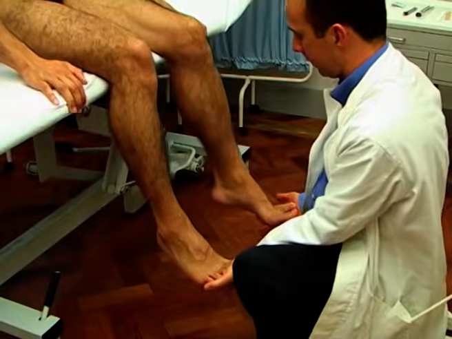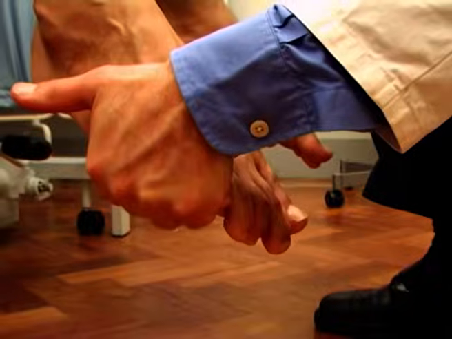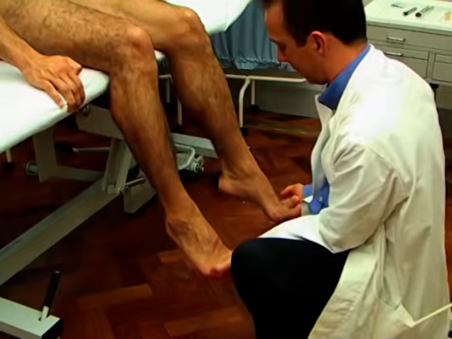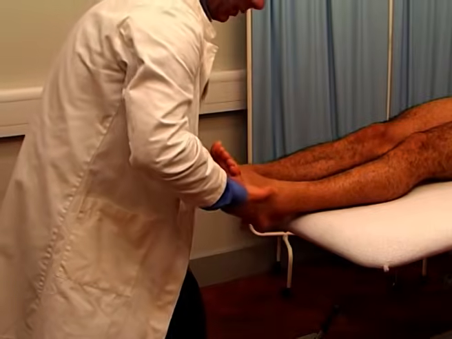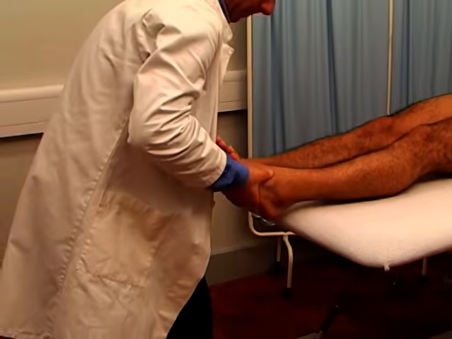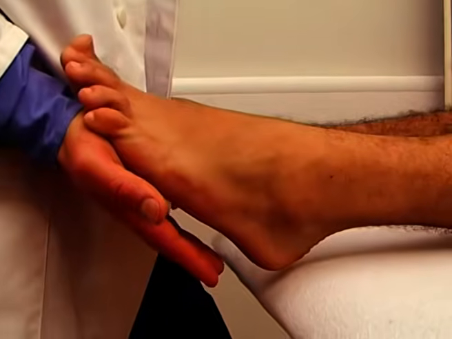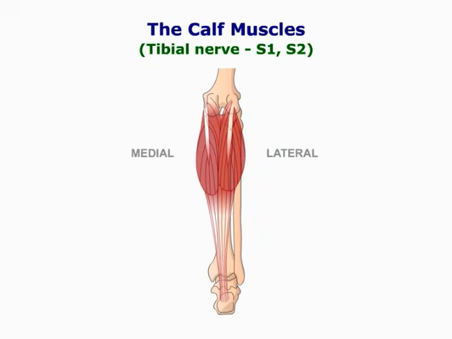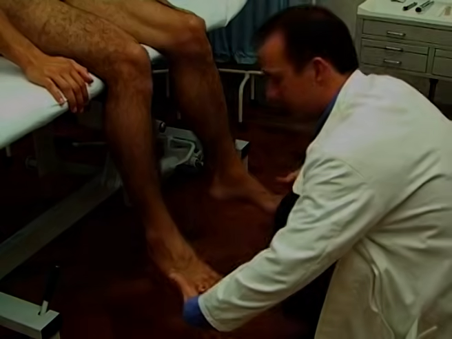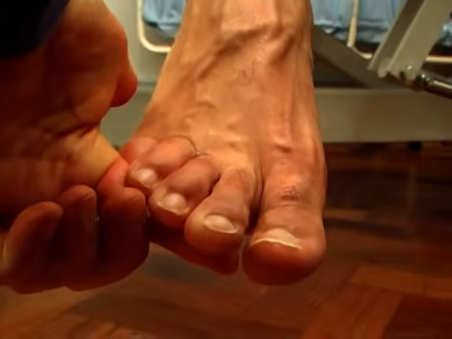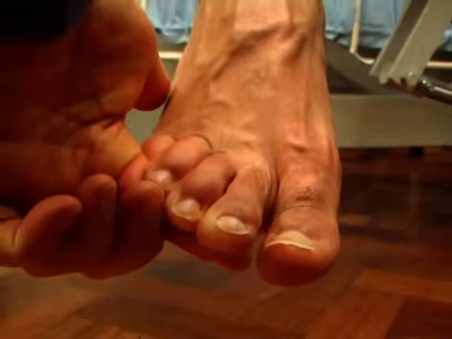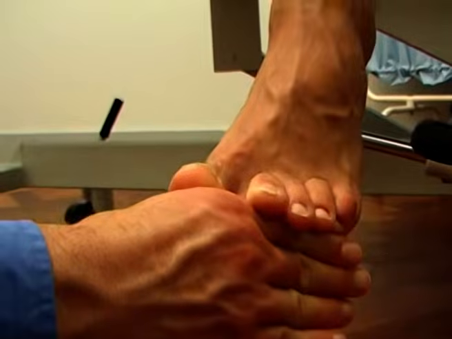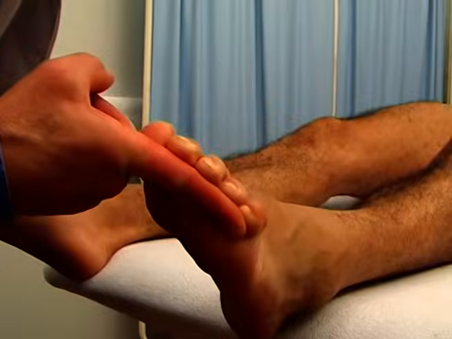Plantar flexion of the ankle, the calf muscles, the medial popliteal branch of the sciatic nerve, from S1 and S2. Good. Flexion of the toes, flexor digitorum, the medial popliteal nerve, a branch of the sciatic nerve, from S1 and S2.